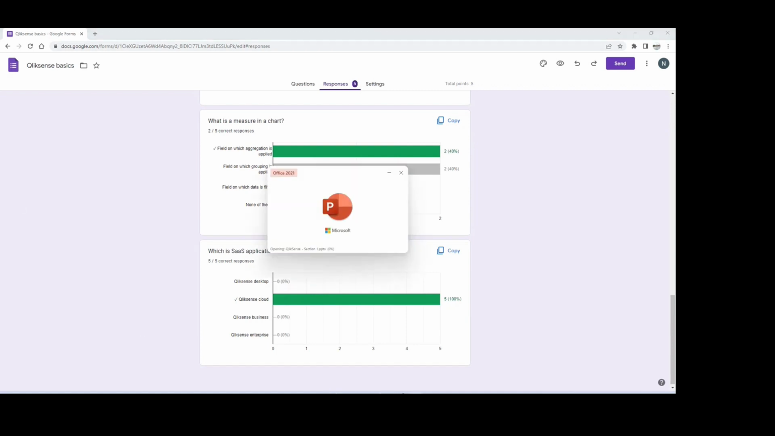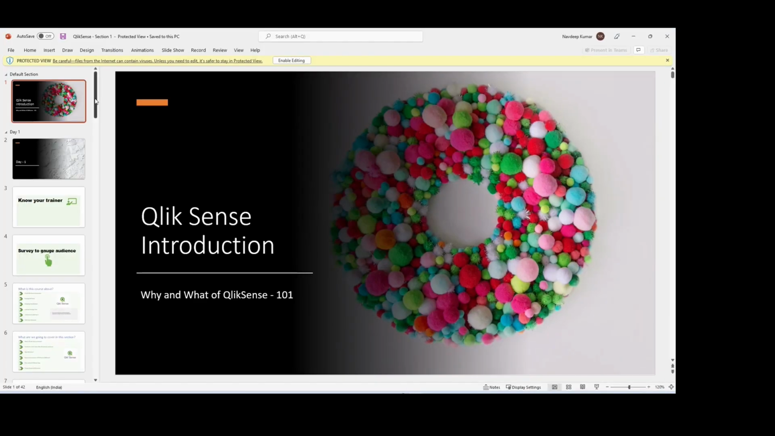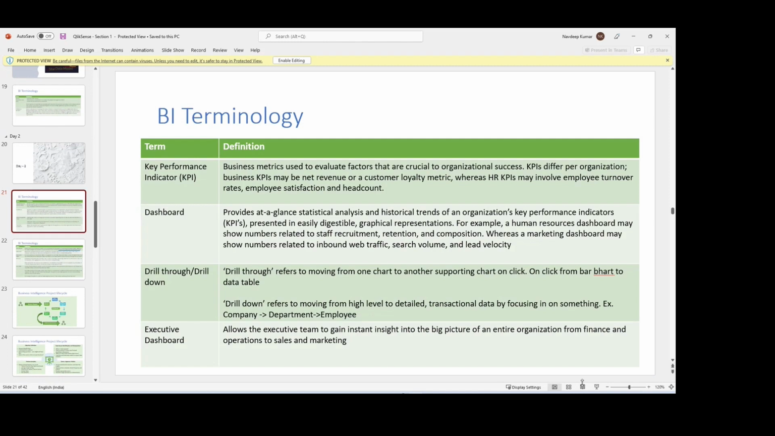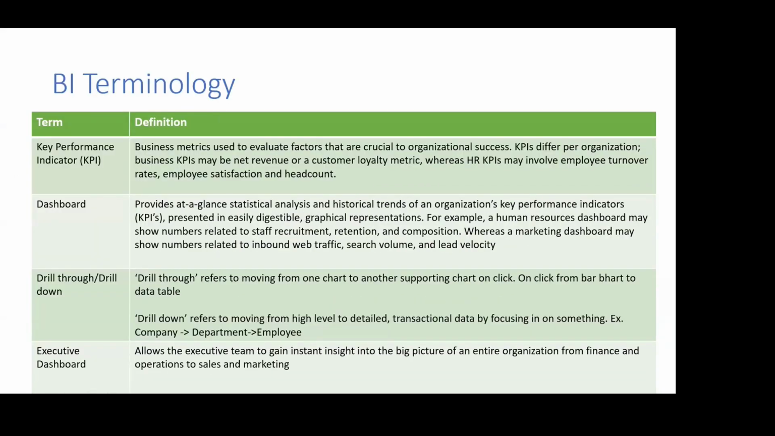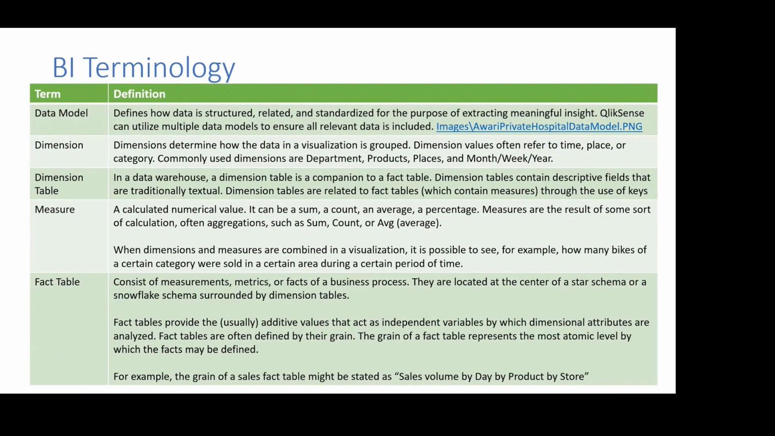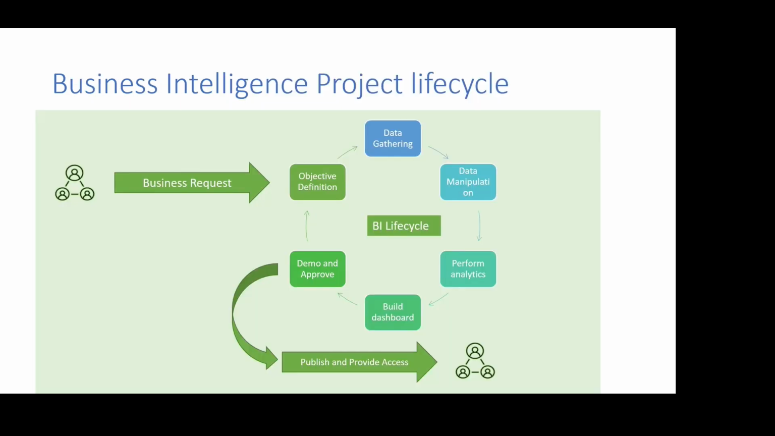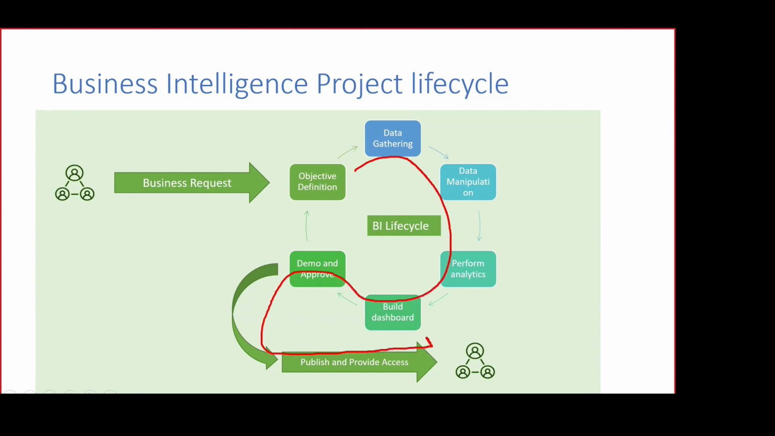Okay. Now, a quick reminder on what all things we covered in our last session. So in the last session, we started from BI terminology and we looked at some of the BI terms such as KPI, dashboard, drill through, drill down, executive dashboard. What is an executive dashboard? We looked at a sample data model, dimension table, measure, and a fact table. How they work, what they are, we talked about it. We talked about the business intelligence project lifecycle. It starts from the objective definition, goes towards data gathering, data manipulation, perform analytics, build dashboard, demo, approve, publish, and provide access to the end users.